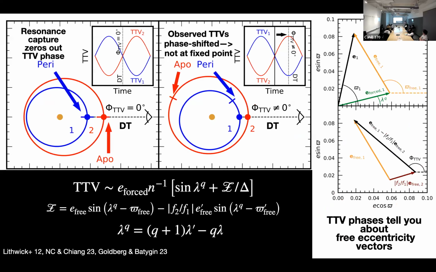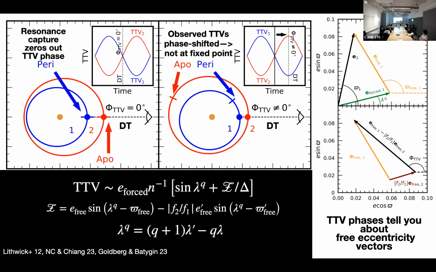These phase shifts that we're measuring are telling you that something has shaken up the resonance. I think that something is collisions and neighboring bodies. You take a pair of planets, you drive them with some orbital migration and eccentricity damping, and you capture them into resonance, you will get zero phase shift in the TTV. It's a reflection of the symmetry of this peri-apo configuration at conjunctions.